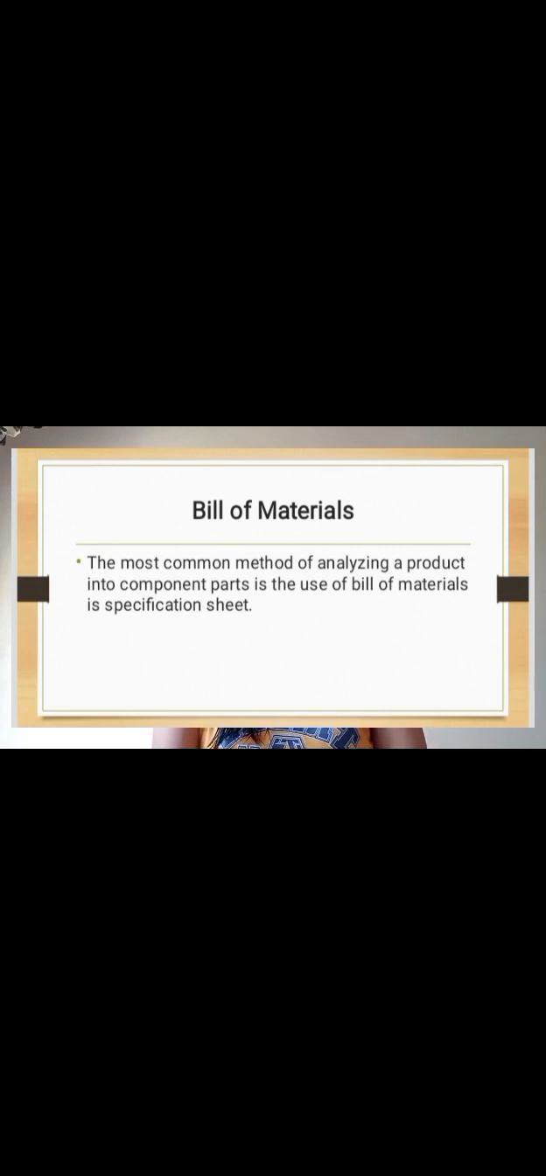So, bill of materials. The most common method of analyzing a product into component parts is the use of a bill of materials in a specifications sheet. The bill of materials, now known as a parts list, is a central source of data for various product planning activities. You use it to analyze your product and its outcome when you are manufacturing products.